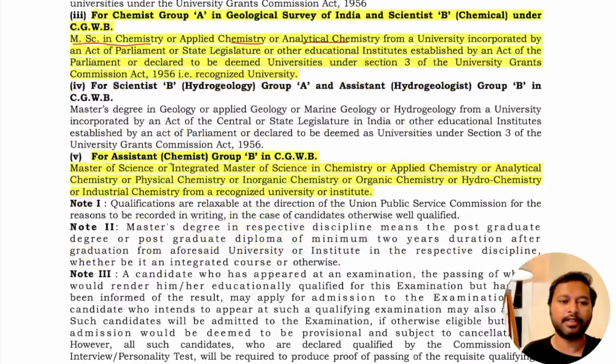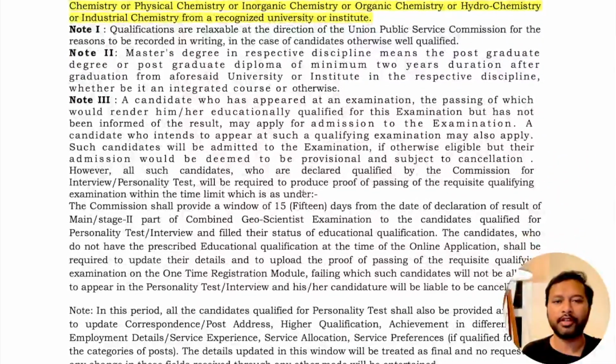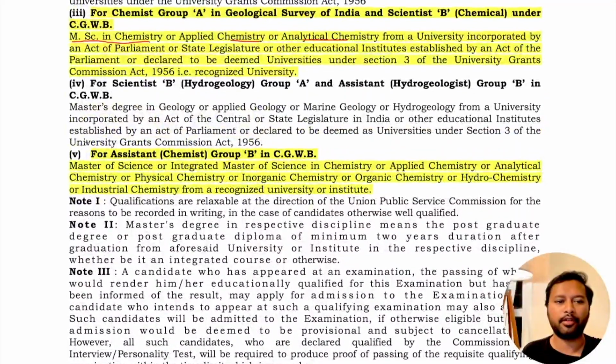Again, for the assistant chemist group B position, you just need a master of science, or integrated master of science, in chemistry or applied chemistry or analytical chemistry or physical chemistry or inorganic chemistry or organic chemistry. It means you just need a master's in science, MSc in chemistry, that's all they want over here. So anybody who has done masters in chemistry can apply for all three positions which I mentioned.